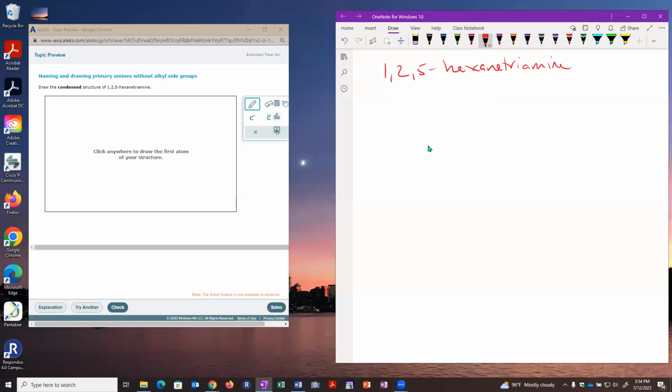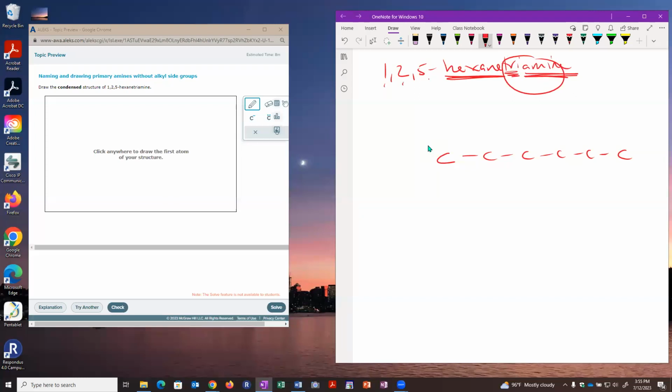And you always start with the last name first. All right, so we know this is an amine, so it's going to have that nitrogen, but we have 3. The tri means 3 amino groups in it, and our main carbon chain here is hexane. So we have 6 carbons in a row. That's what the hex means. So 1, 2, 3, 4, 5, 6. And our 3 amines are on carbons 1, 2, and 5, right?